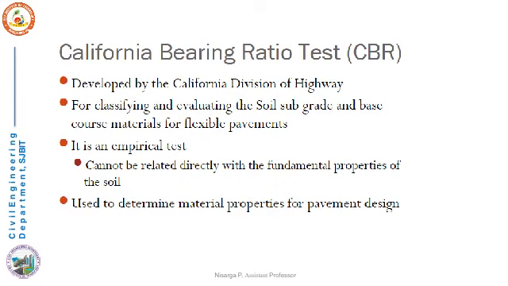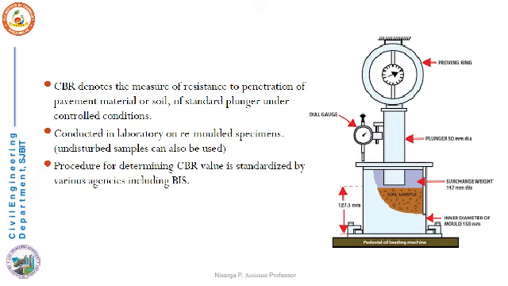The CBR, or California Bearing Ratio test, was originally developed by the California State Highway Department. It is mainly used to evaluate the subgrade soil and the strength of base course material for flexible pavement. The CBR value is directly used in the design of flexible pavement. The CBR test is an empirical test used to determine the properties of the material. The CBR value denotes the resistance to penetration of a plunger into pavement materials, such as soil or subgrade material, under controlled conditions.